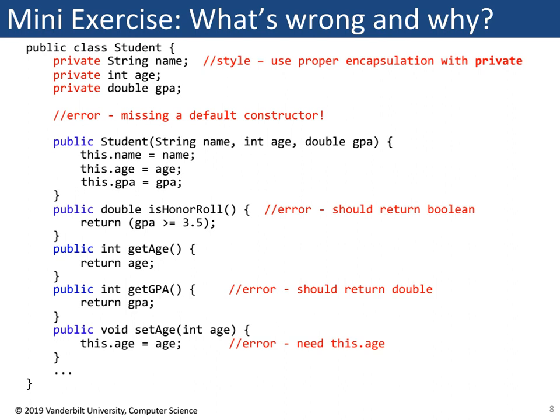Notice in the declaration for this instance method, it should be returning a Boolean value, and the return statement does return a Boolean value. However, it's declared to return a double value. So we incorrectly declared our instance method header. GetAge is actually okay. GetGPA, however, should return a double because the instance variable GPA is declared as type double, and the return type on the method header is integer. So that's incorrect. And then finally, in setAge, we need to use the this keyword in order to tell Java that we actually want to set the instance variable called age, even though there's also a parameter called age.